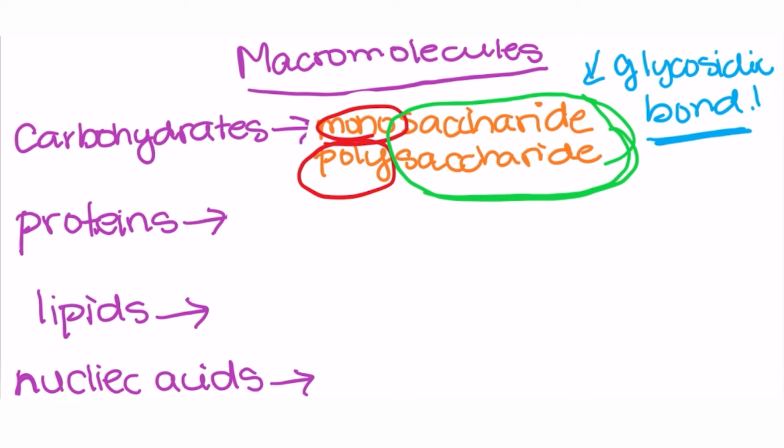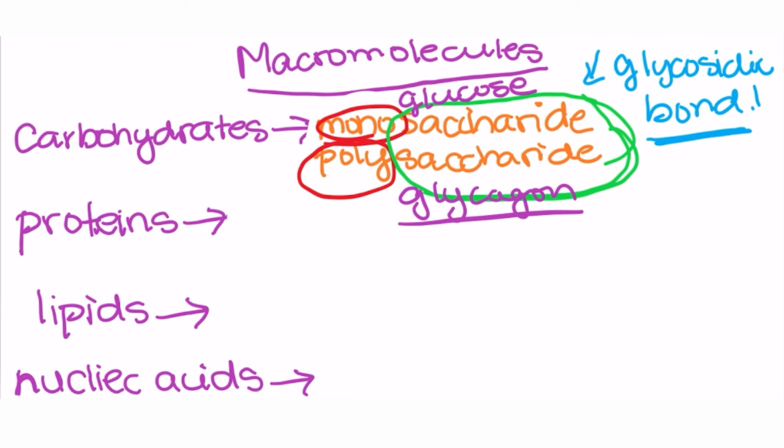So one example of a monomer that you've probably heard of is glucose. Glucose is an example of a monosaccharide, and several glucose combine together to form glycogen, which is a polysaccharide. This is one example of a carbohydrate.